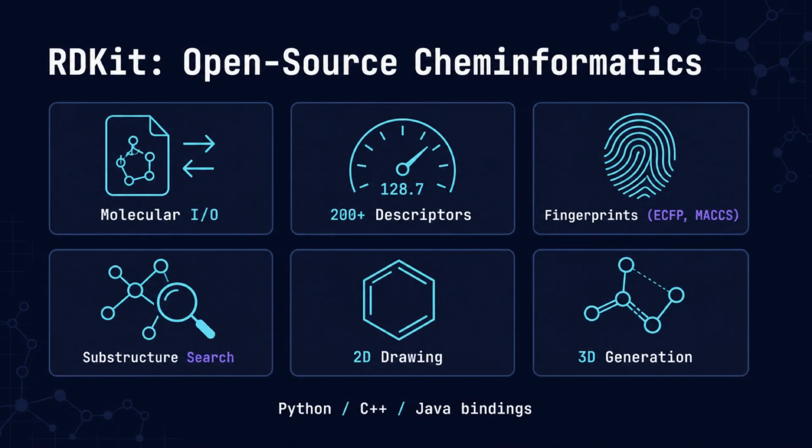RDKit is the open-source standard for cheminformatics. Main functions include molecular I/O for SMILES, MOL, SDF formats, descriptor calculation for over 200 properties, molecular fingerprints including ECFP, MACCS, and RDKit-FP, substructure search with SMARTS, two-dimensional drawing for visualization, and three-dimensional structure generation. It supports Python, C++, and Java.